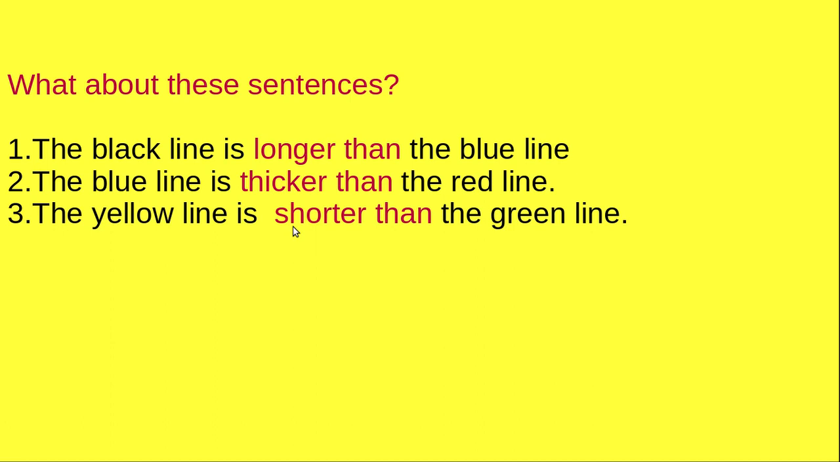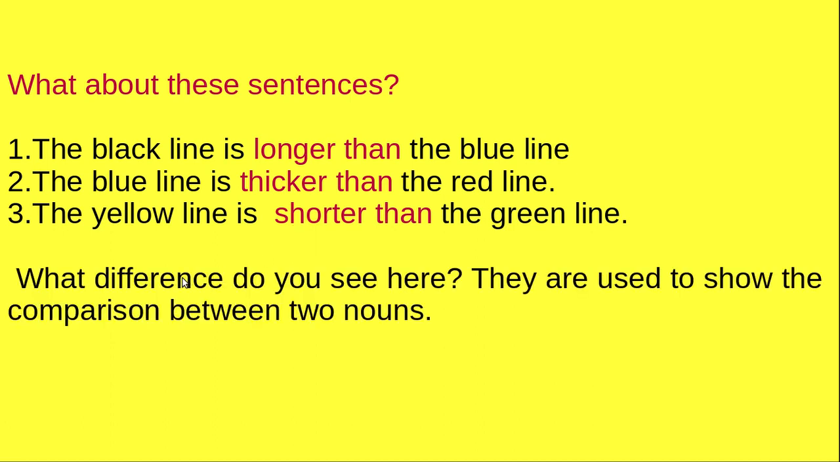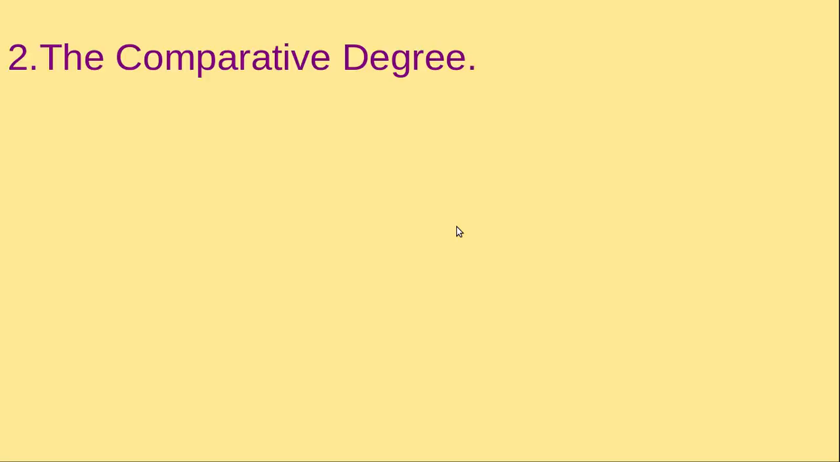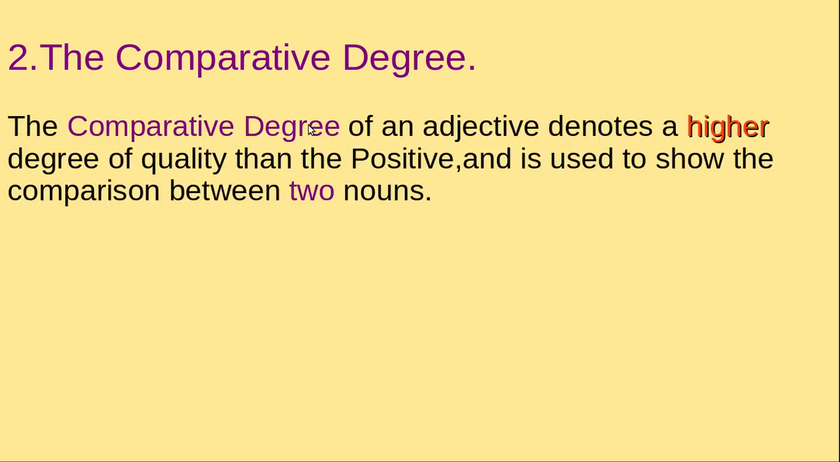Okay, right? Now, what difference do you see here? We have mentioned that. They are used to show the comparison between two nouns. Here black line and blue line, here blue line and red line, and here yellow line and green line. Okay, this is the second type of degree of comparison, that is the comparative degree. When do we say an adjective is in its comparative degree?